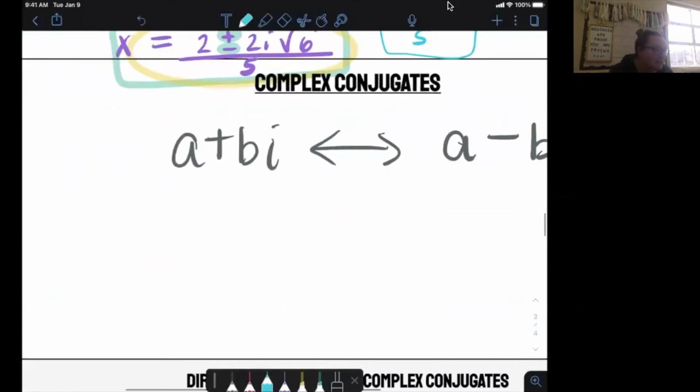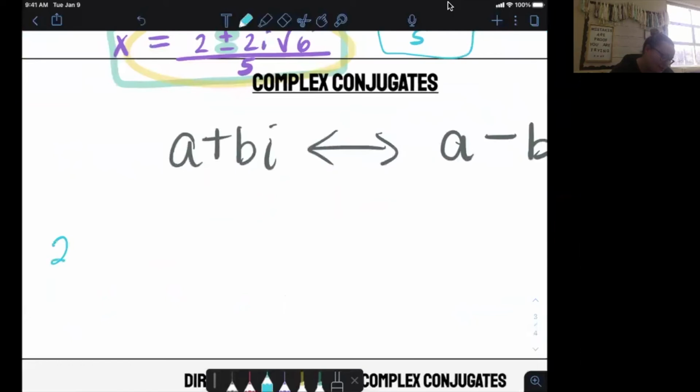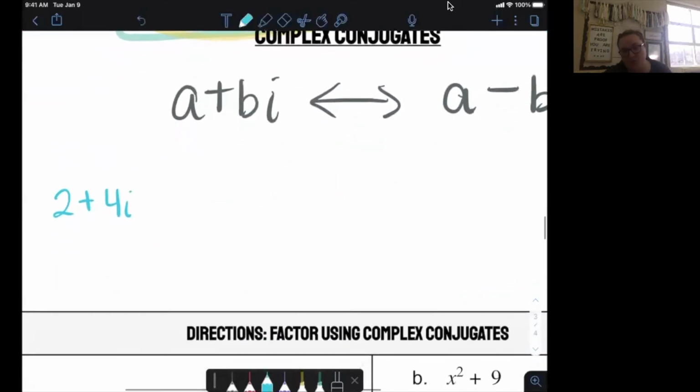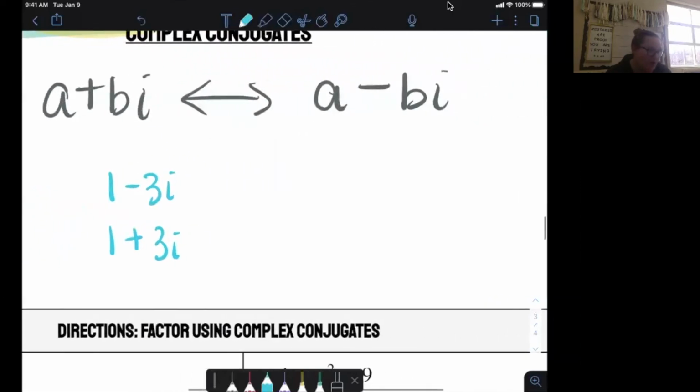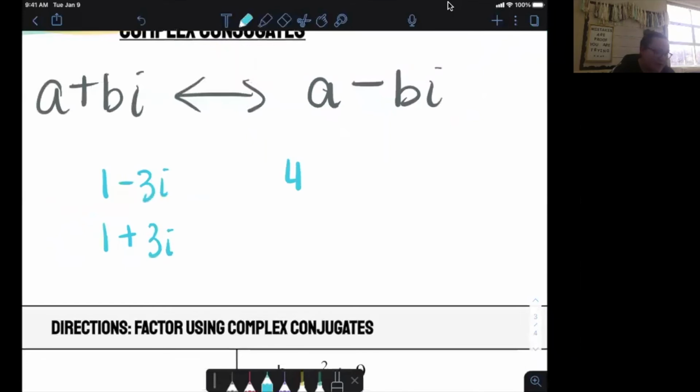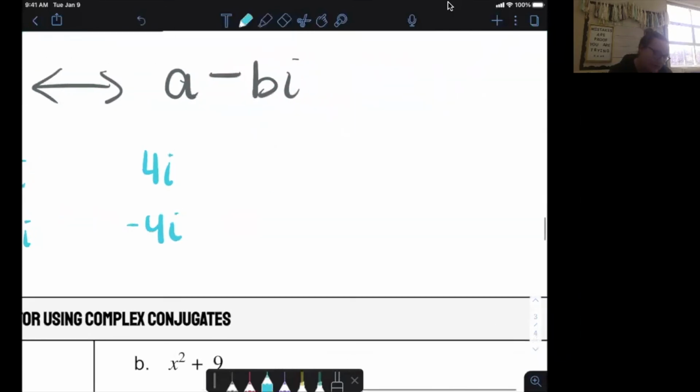So for example, let's say that I had 2 plus 4i as one of my solutions. What would its conjugate be? What would its pair be? Its pair would be 2 minus 4i. Okay, what if I had 1 minus 3i? What would its pair be? 1 plus 3i. Okay, what if I had just 4i? What would its complex conjugate be? Negative 4i. What if I had negative i?